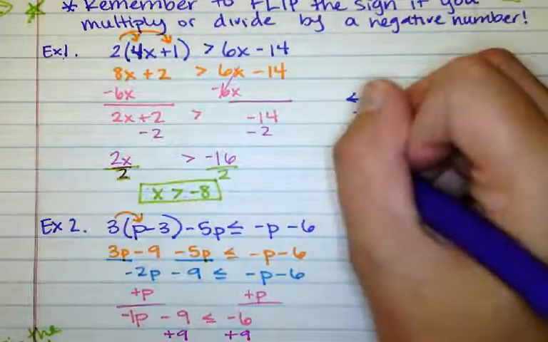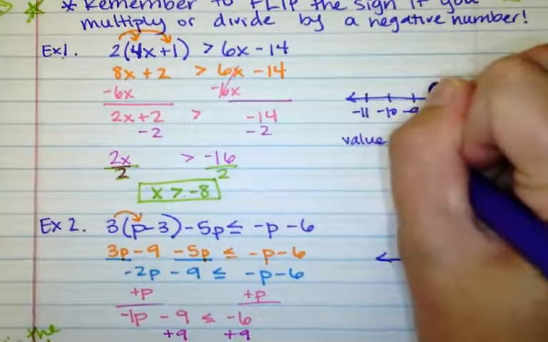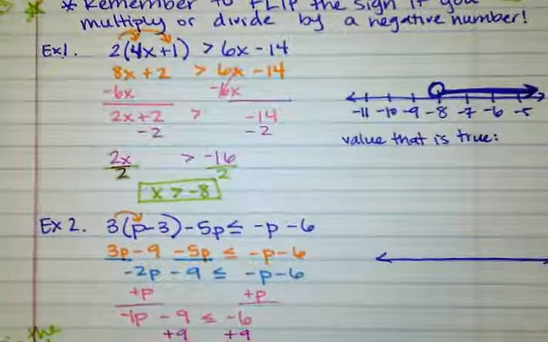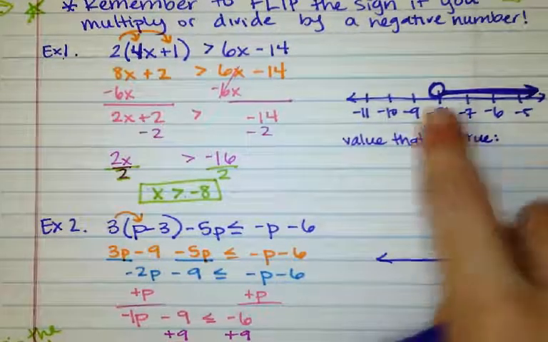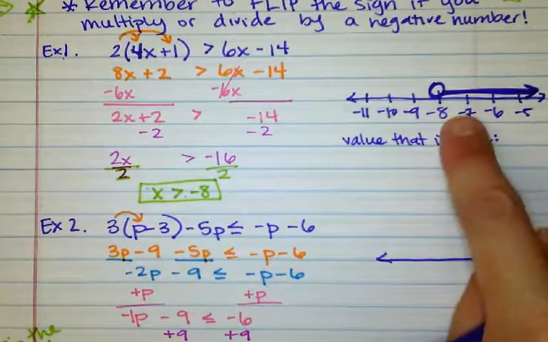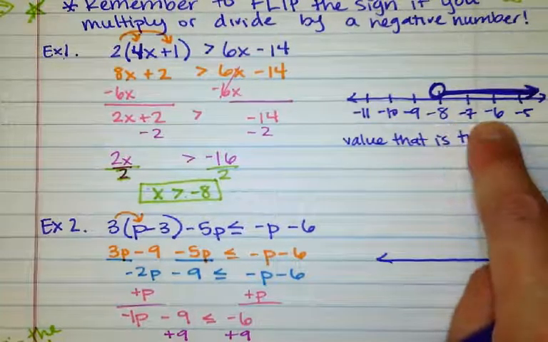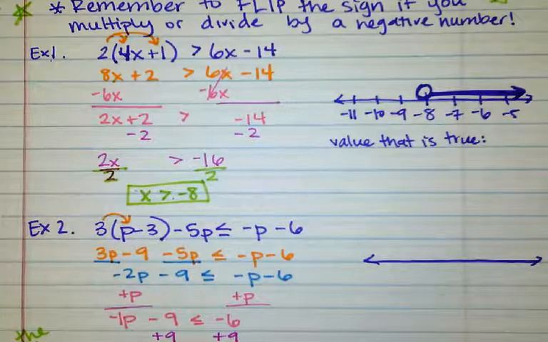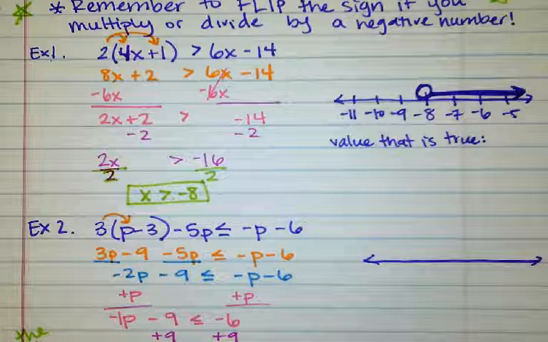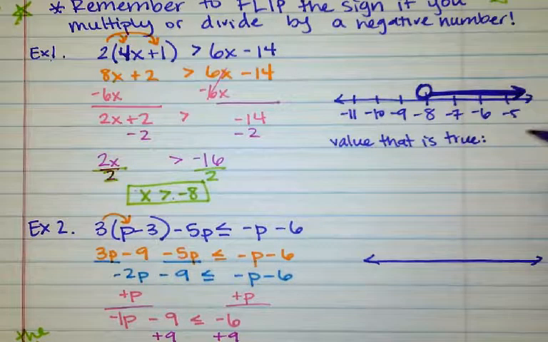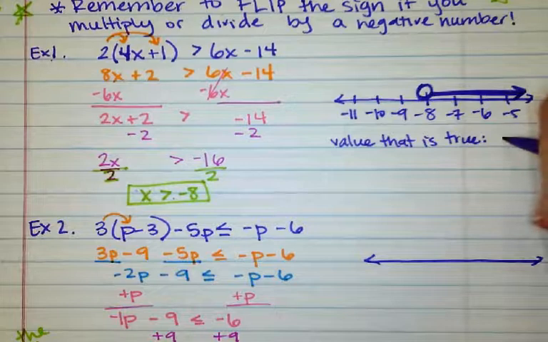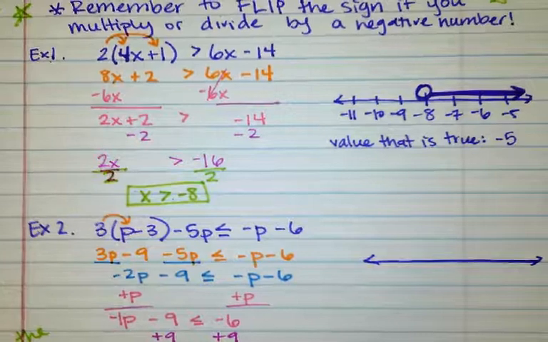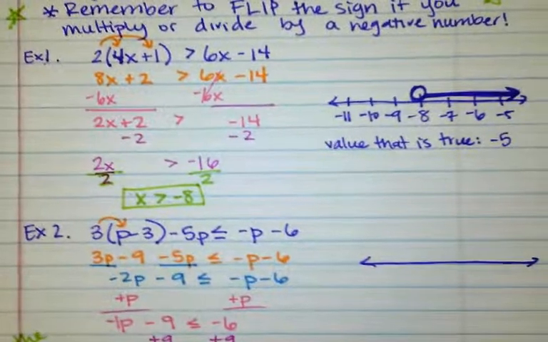So one value that makes it true is what? What is one value that is true that we could put in this inequality after looking at our number line? Negative 7, right? Or negative 6, or negative 5, or 100, or 3,000. Anything that's bigger than negative 8 is going to make it true. So I'm going to say negative 5. Y'all good with that? But you could put 100, you could put 0, you could put 5, your favorite number.